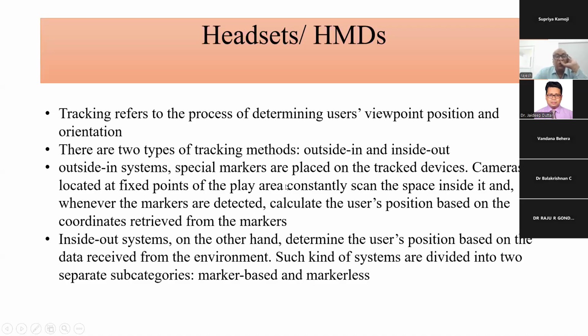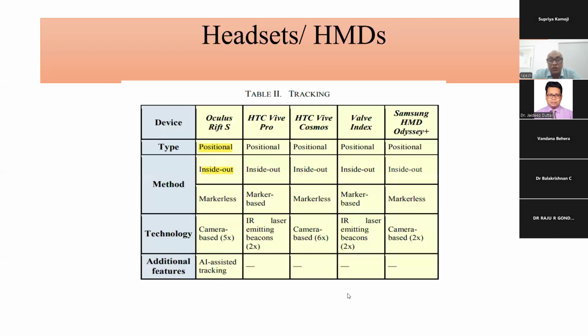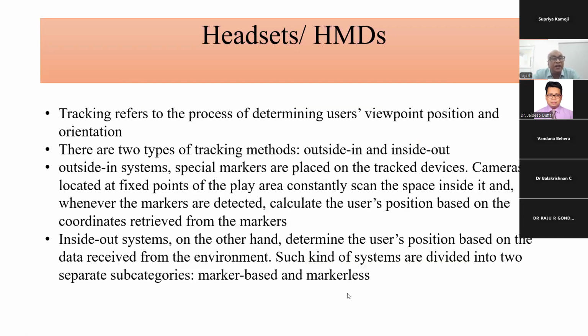So just to refresh, in outside in systems, you have special markers on the tracked devices. If you have inside out systems, users' positions are determined based on the data received from the ecosystem. And in inside out systems, you have subcategories called marker based and markerless. Here I have not mentioned what marker based and markerless is. My research paper which I referred to may help us in that. So this was about tracking.